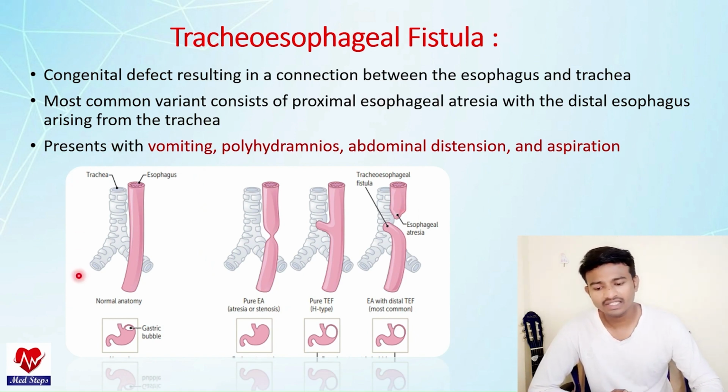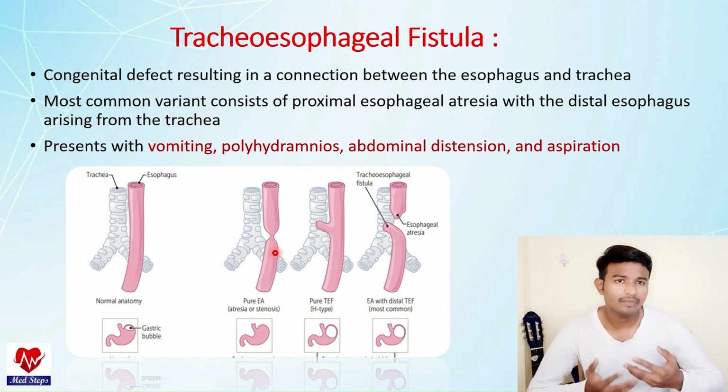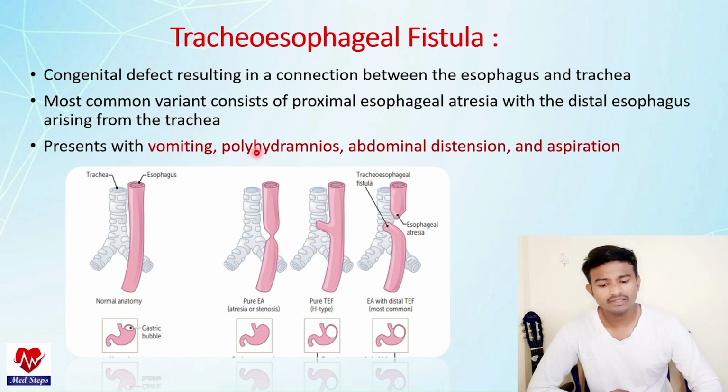Here, if you see this picture, this is the normal anatomy of the trachea and esophagus. In tracheoesophageal fistula, what will happen? Some esophageal atresia will form. Esophageal atresia means narrowing. Because of the narrowing, if we give any food to the baby, that baby will automatically vomit. So in this first part, you are seeing pure esophageal atresia.